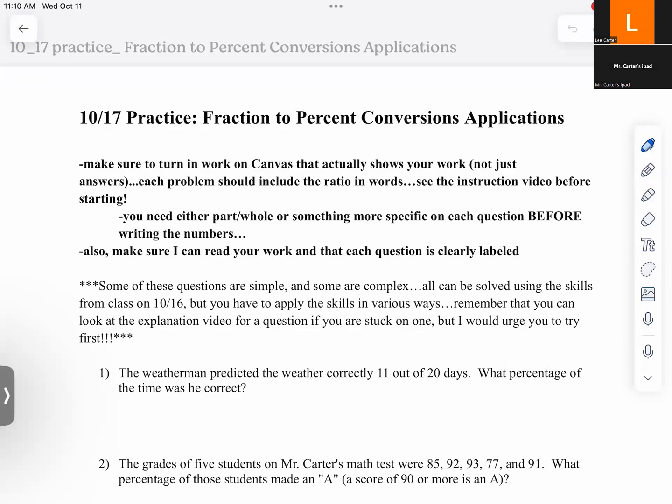So, instructions here. Make sure you turn in your work on Canvas. It actually shows your work, not just your answers. And each problem should include the ratio in words. That would be this video.